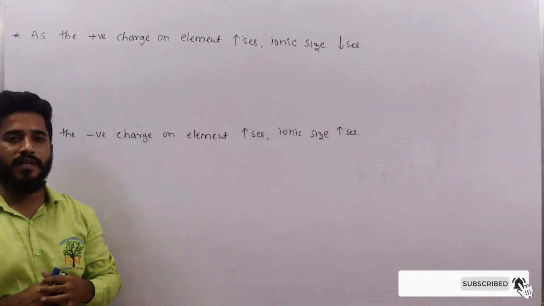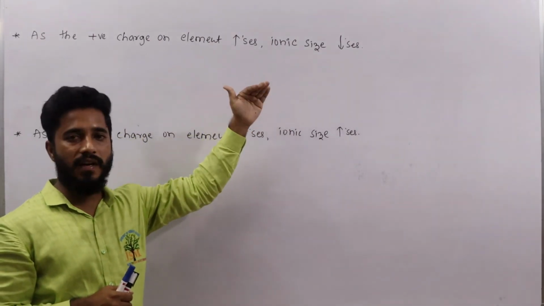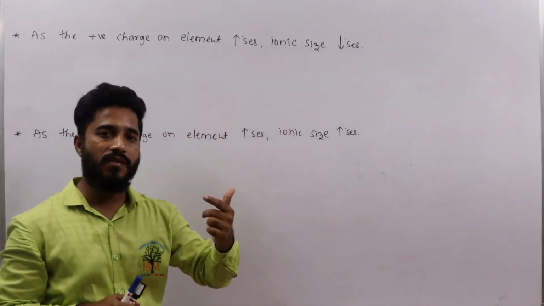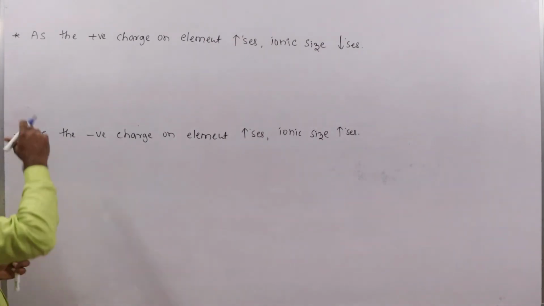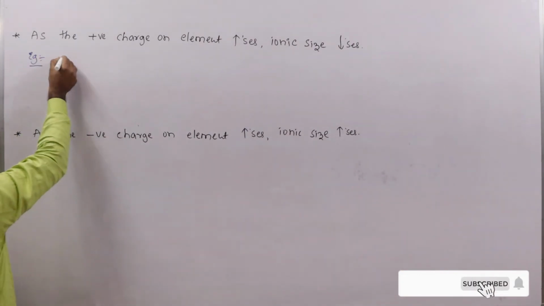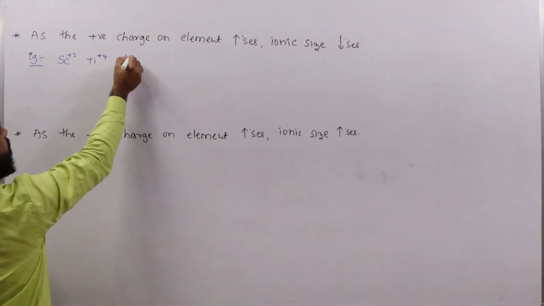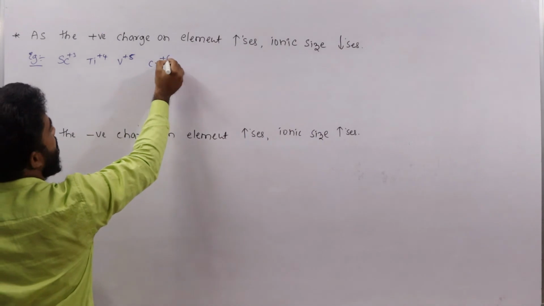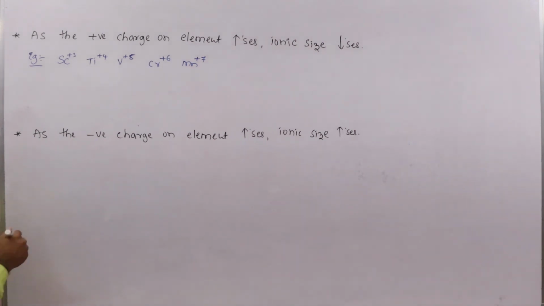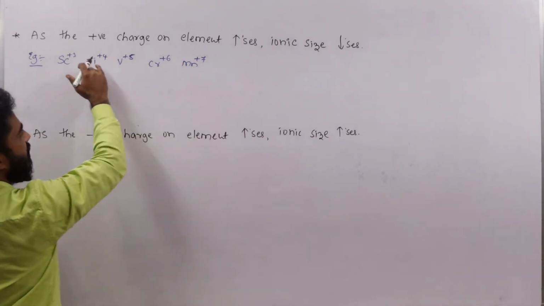Let us see. As the positive charge on an element increases, ionic size decreases. As the negative charge on an element increases, ionic size also increases. Let us see examples. For example, if you take scandium plus 3, titanium plus 4, vanadium plus 5, chromium plus 6, manganese plus 7, when you see from here to here, plus 3, plus 4, plus 5, plus 6, plus 7, positive charge increases.